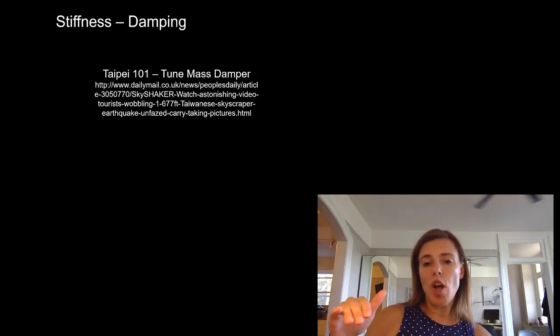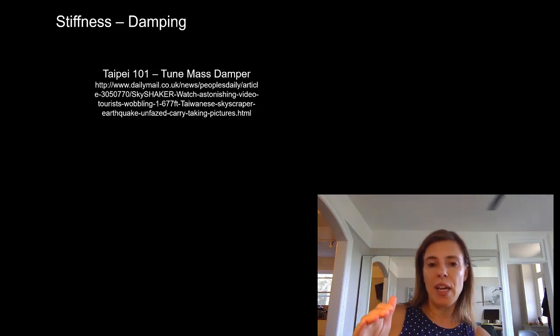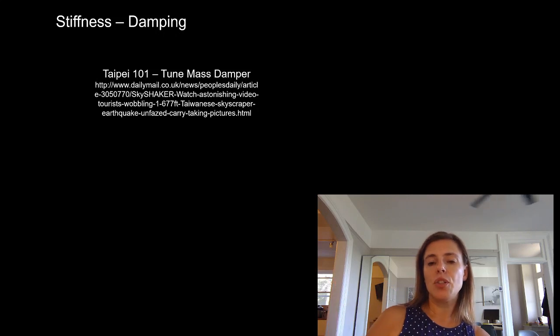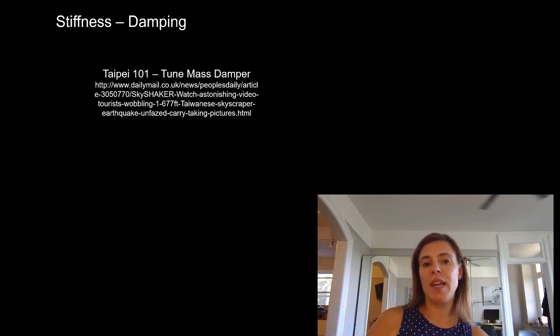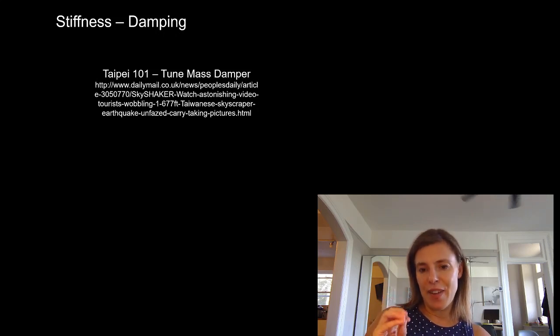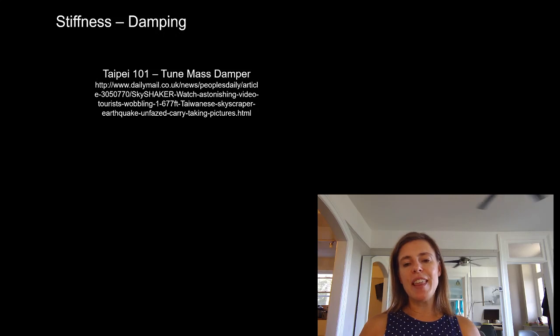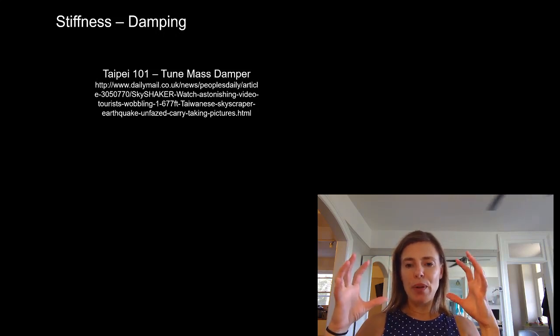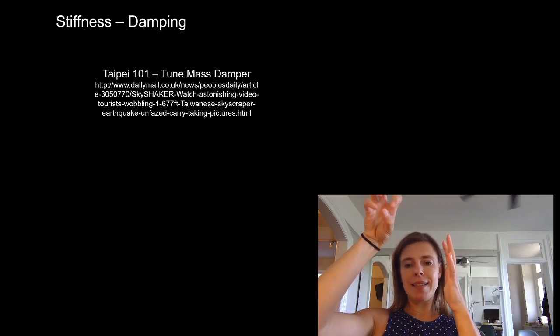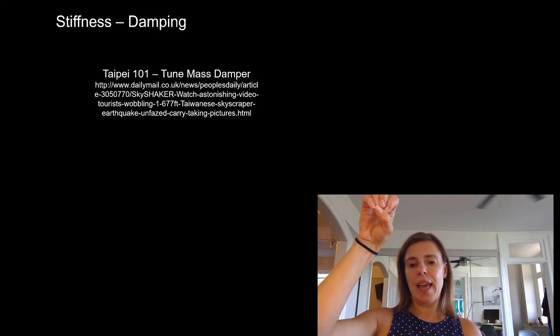So if you want, you can stop this video. In the page, you'll see that I shared with you a link to an article that has a video about the Taipei 101 tuned mass damper. What I really like about this video is that there's a bunch of people in the top of a high-rise building that has a tuned mass damper in the top of it to try to mitigate earthquake loads.